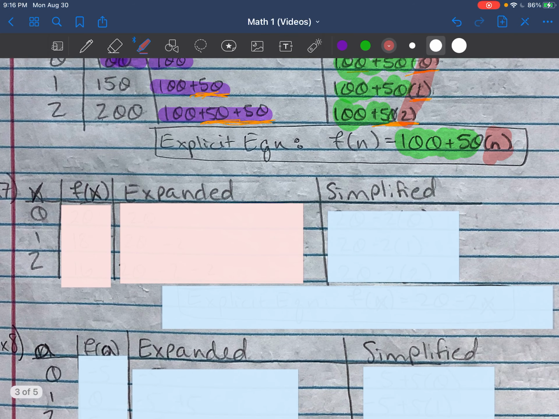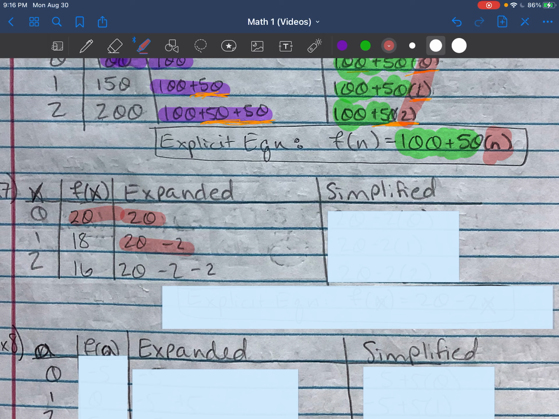Now let's say we have tables with x's, and that's okay, we can have that. So what we're going to do is we'll have 20, 18, 16, which means we're subtracting 2. So I'm going to start with that 20 and bring it over. Then I did 20 minus 2 to get 18. Then I did 20 minus 2 minus 2 to get down here to 16.